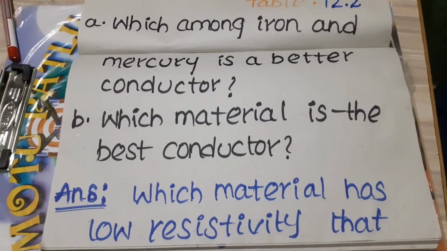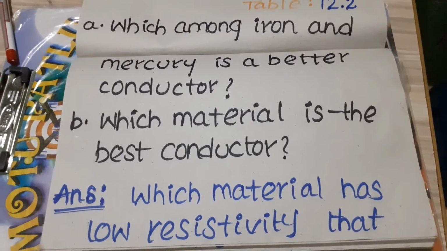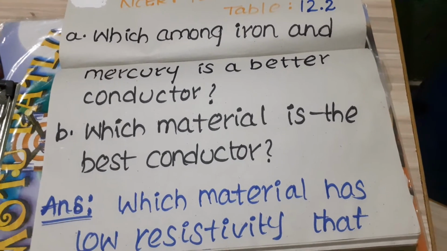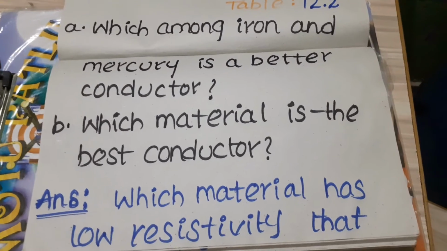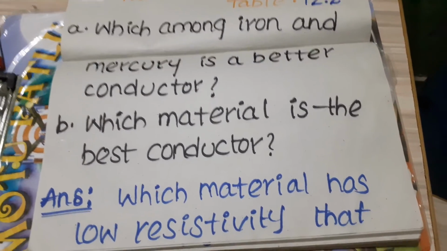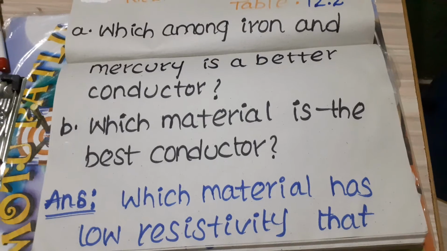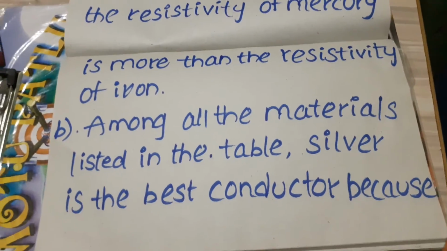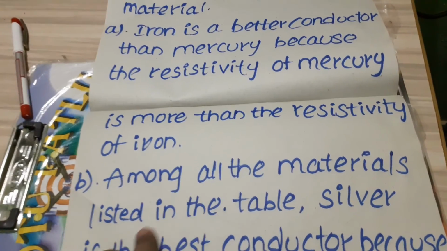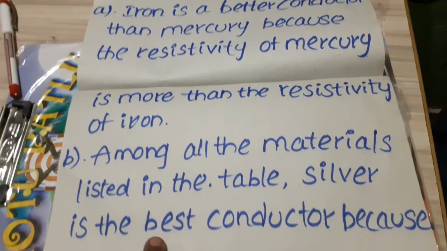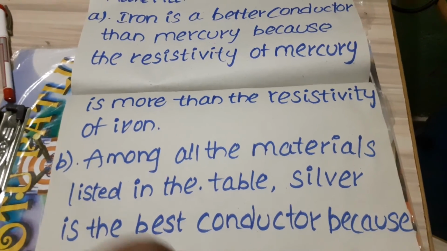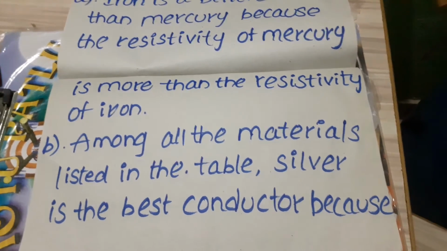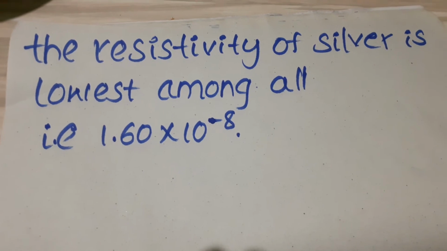Question B: which material is the best conductor? From the table we have to find which material is the best conductor. I have already told you that the material which has low resistivity is the best conductor. Students, please see the table. We observe that among all the materials listed in the table, silver is the best conductor. Why? Because silver has low resistivity. The silver has low resistivity.